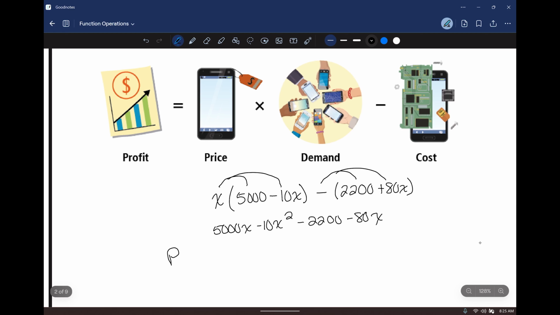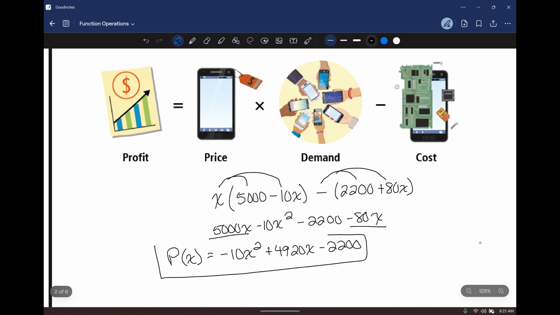And I'm going to make this P of x for profit and put this in order. So I have negative 10x squared, 5,000x minus 80x would be a positive 4,920x. And then you have that minus 2,200. So I could plug in any price and figure out what my profit would be just from that equation.